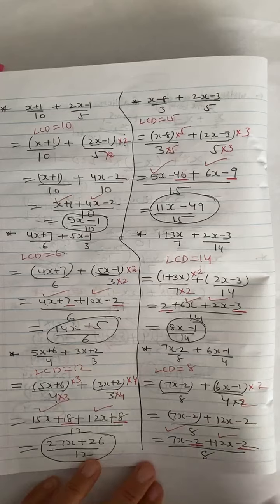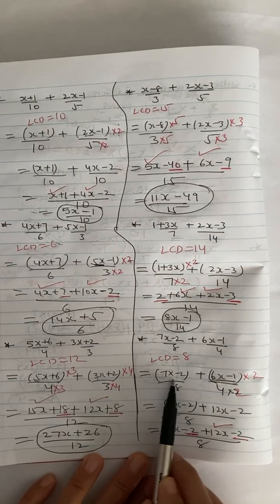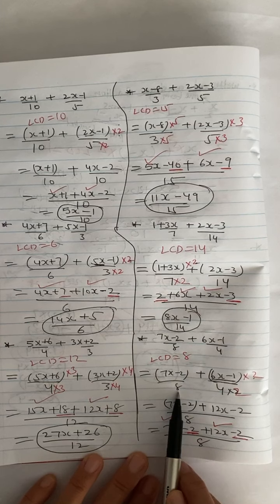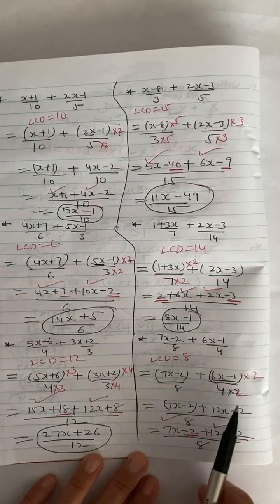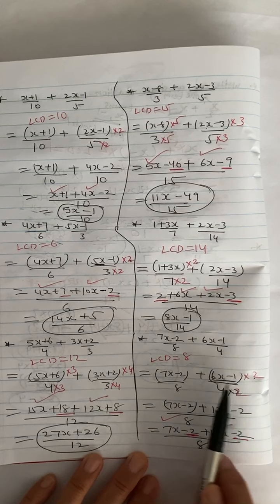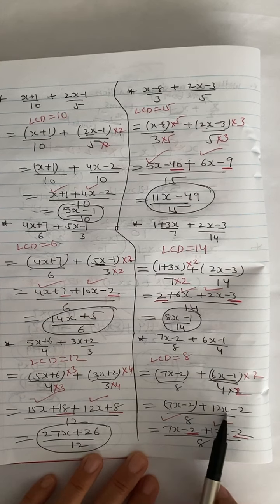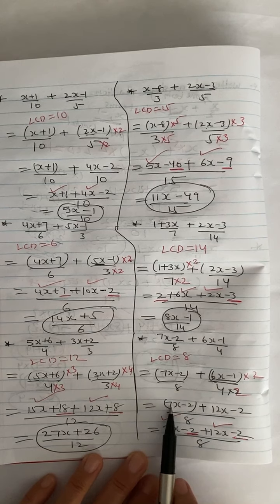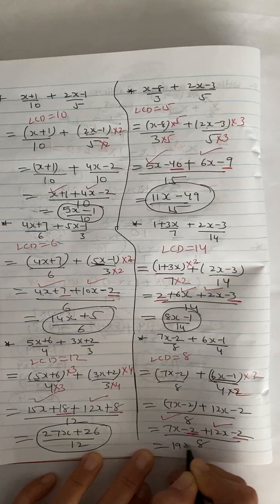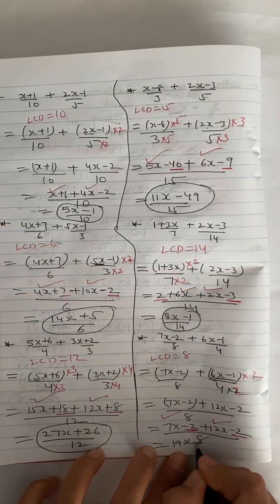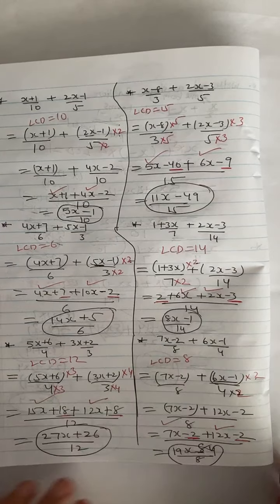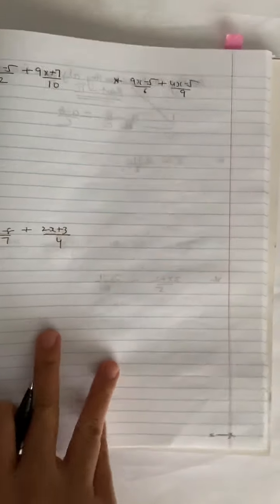Okay? So here again, 7x minus 2 in a bracket, 6x minus 1 divided by 4, 8 is the least common divisor, multiply by 2, multiply by 2, then 7x minus 2, distribute 2 to 6x minus 1, so this is 12x minus 2, and then 7x plus 12x is like term, so 19x minus 4 divided by 8. Okay, so that's the final answer for this one.